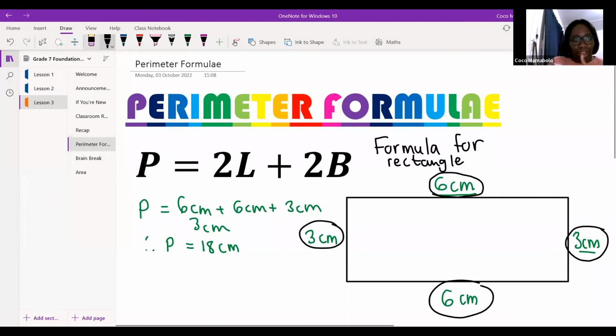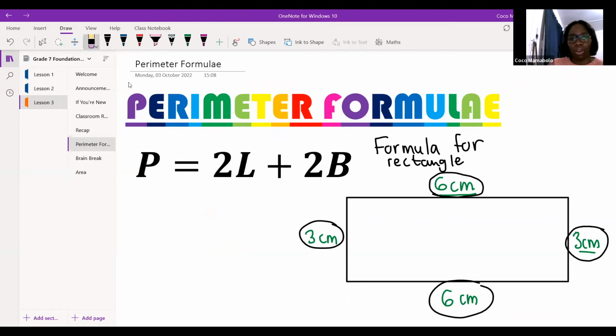So instead of us using this formula where we keep going this side plus that side again and again, we're going to take the length and multiply it by 2. So we're going to go P is equal to 2 times, which is my longest side? 6 centimeters. Good. This is my length because it's my longest side, and this side will be my breadth because it's the shortest.